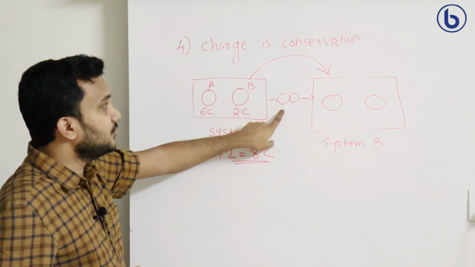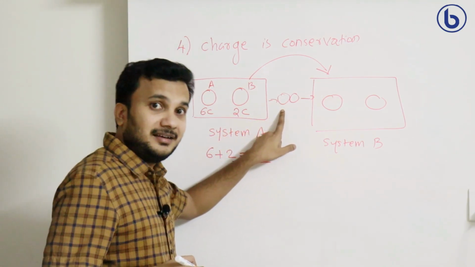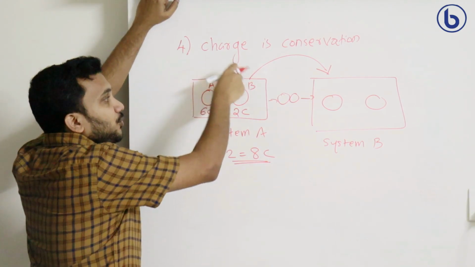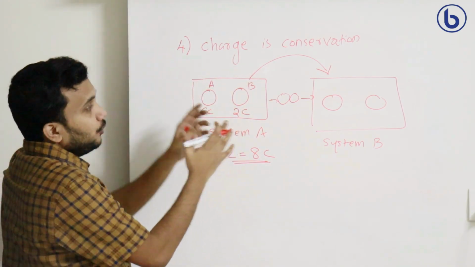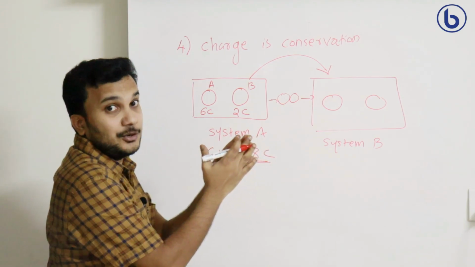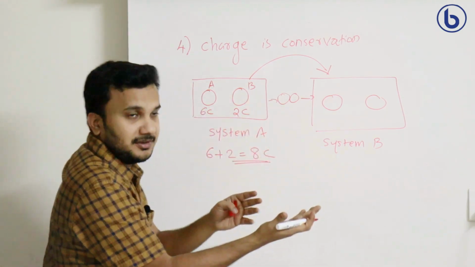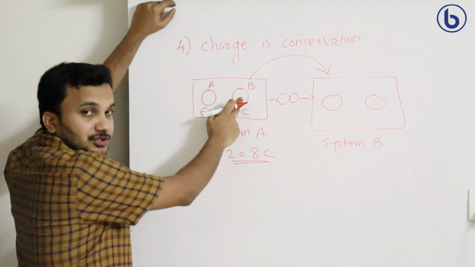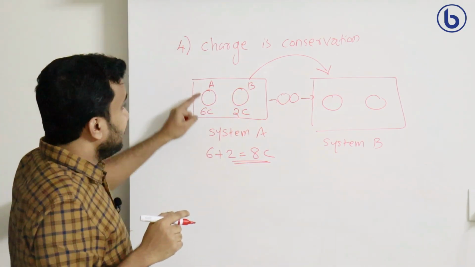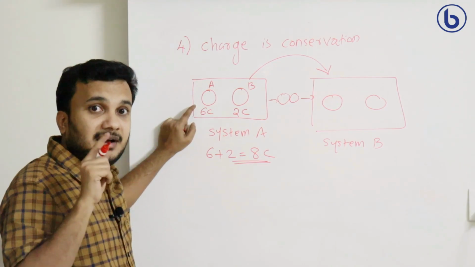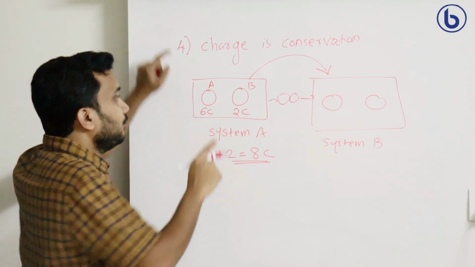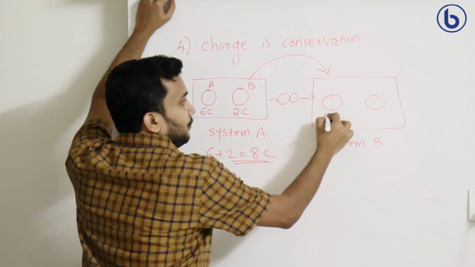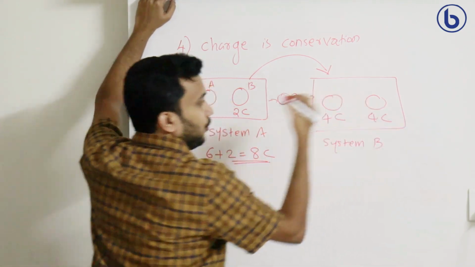So when these two bodies are connected to each other, the charges will flow from the higher charged body to the lower charged body, and both charges will be made equal. So charge is transferable, right? Here, higher charge, less charge. So charge will transfer from this body to this body. This charge transfer will happen until both bodies get the same charge. Now the total is 8 coulomb. So what will be the charge of one body? 4 coulomb.